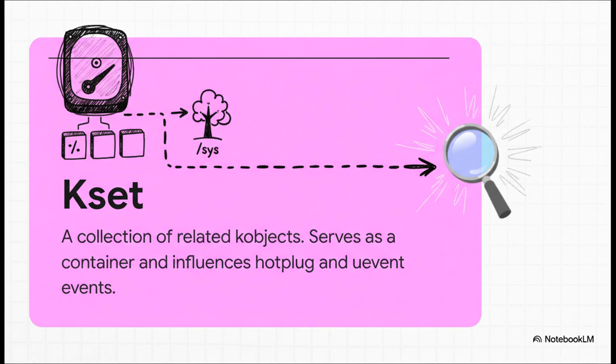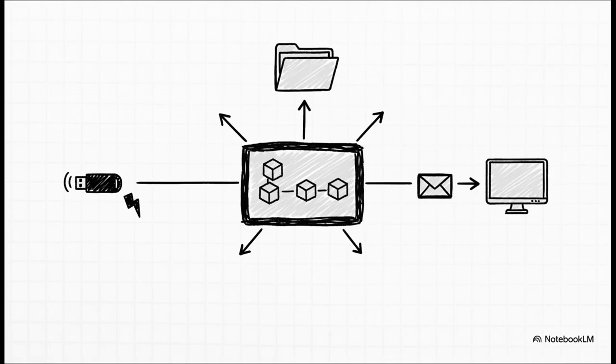A perfect example is a hard disk. The disk itself might be one Kobject, and then every partition on that disk is its own Kobject. The Kset is what groups them all together, and it represents them as a single directory you can see in the /sys file system. But a Kset is so much more than just a boring list. It's an active manager. It's what actually creates that directory in sysfs and organizes all its Kobjects. But crucially, it's also what helps the kernel handle hotplug events. Like when you plug in a USB drive, the Kset is what helps figure out that happened and how to tell the rest of the operating system about it.